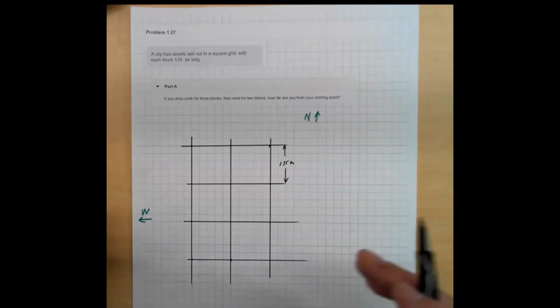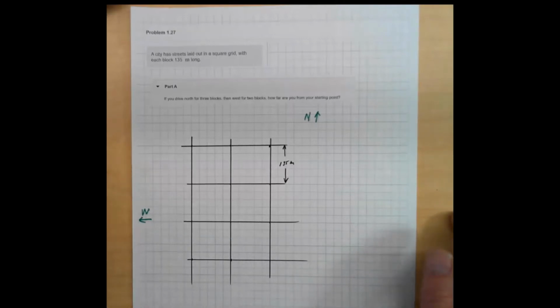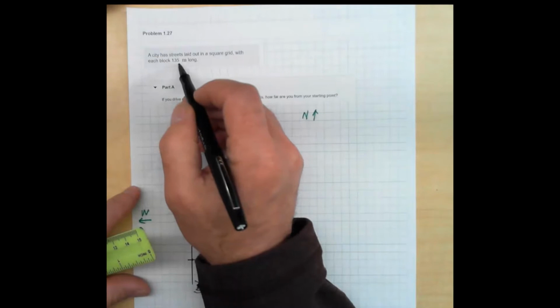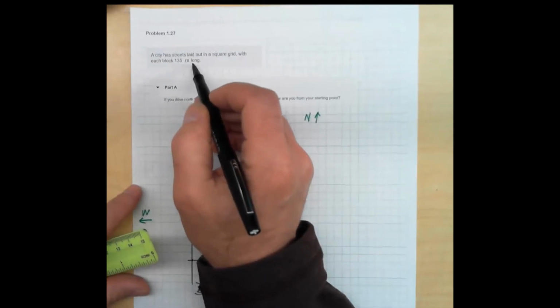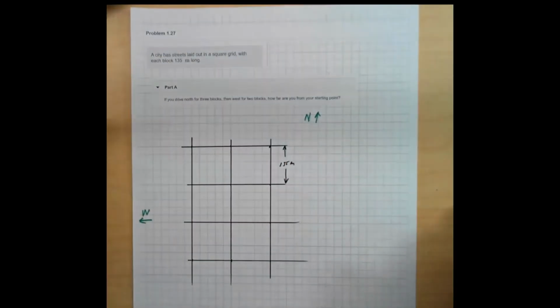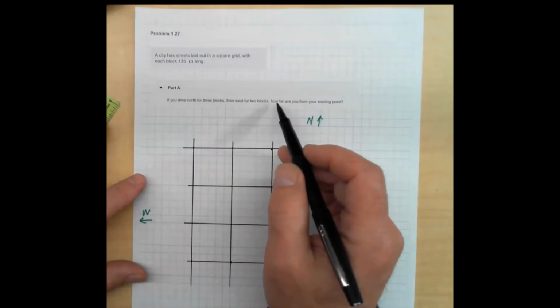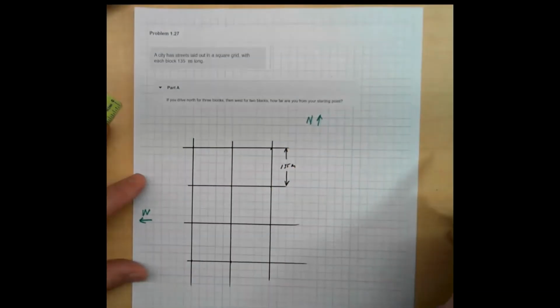Okay, problem 1.27. A city has streets laid out in a square grid with each block 135 meters long. So your distance may be different from mine, but the solution process is going to be the same. If you drive north 3 blocks, then west for 2 blocks, how far are you from your starting point?